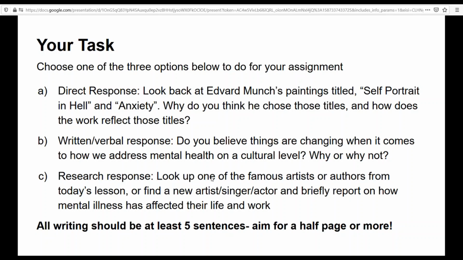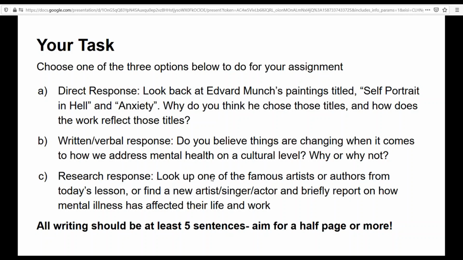B is a written or a verbal response. So if you want to record yourself answering this question, then send it to me. That'll totally work. Otherwise, writing it like normal works just as well too. So do you believe things are changing when it comes to how we address mental health on a cultural level? Why or why not? At least 5 sentences on that question.